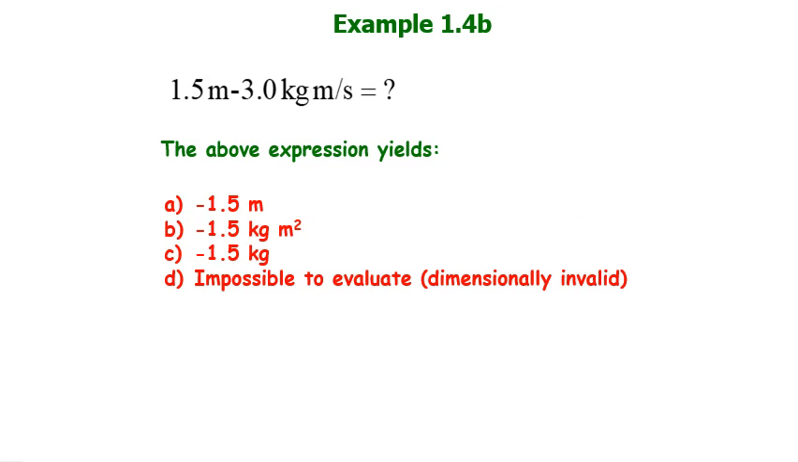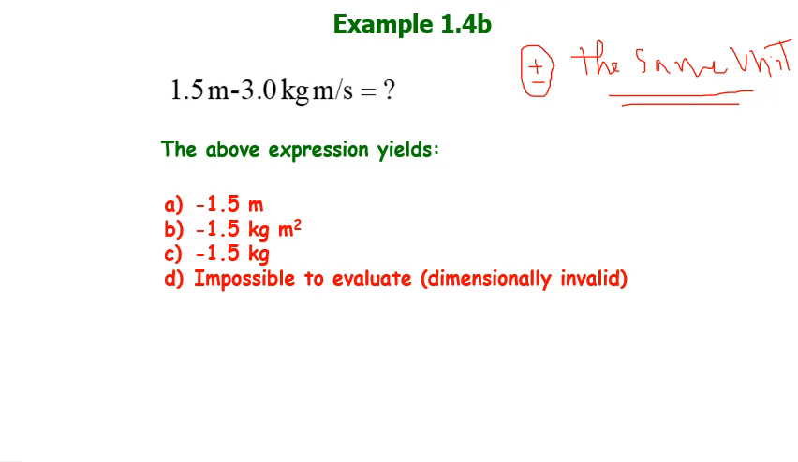Here we want to add 1.5 meter, subtract minus 3 kilogram meter over second. As we said before, for addition or subtraction, we have to have the same unit. So we can't add or subtract different units. So we can't do this.